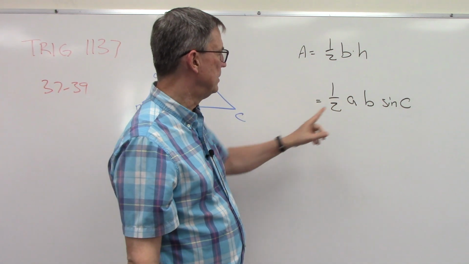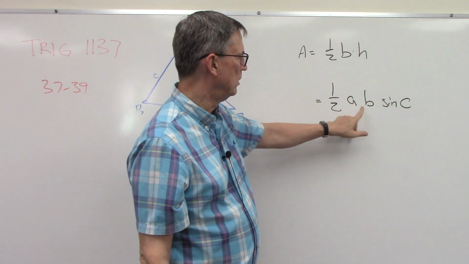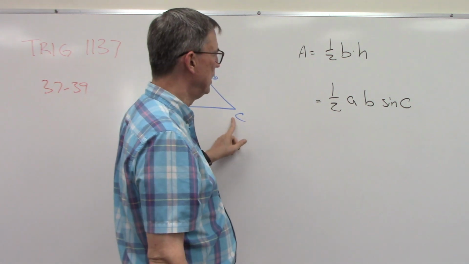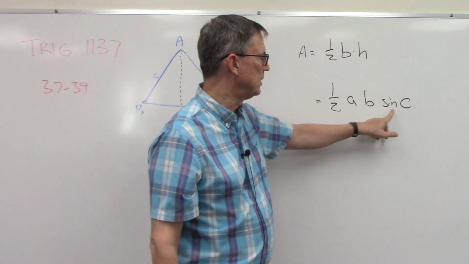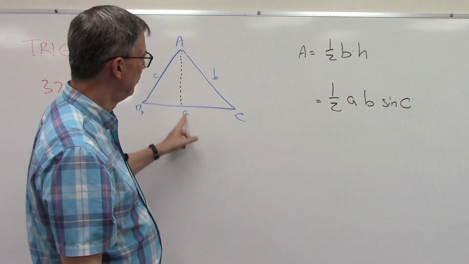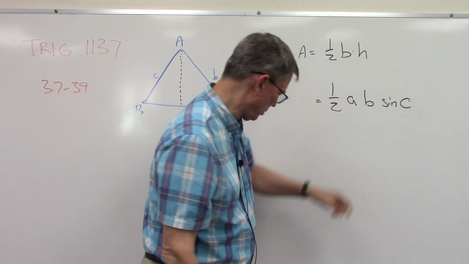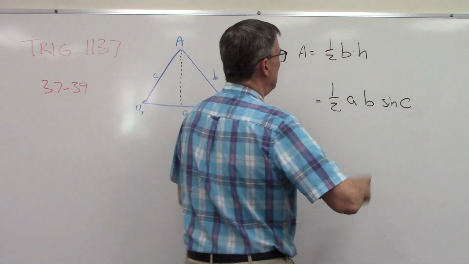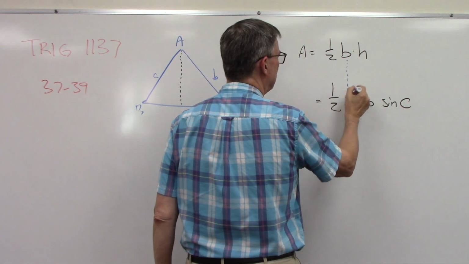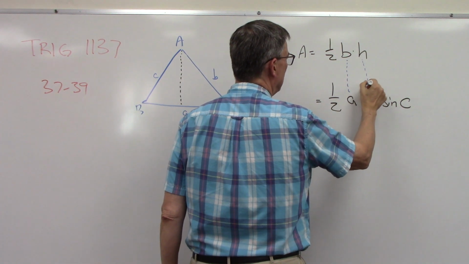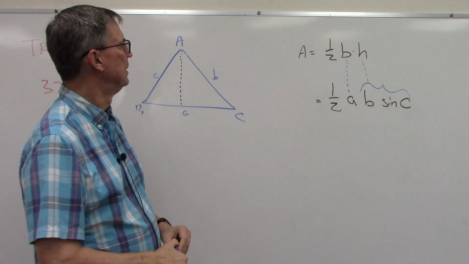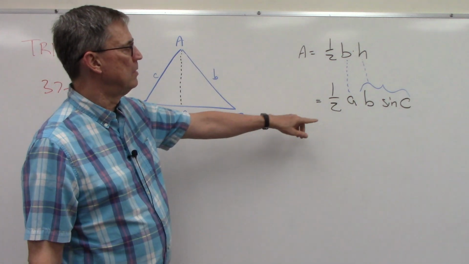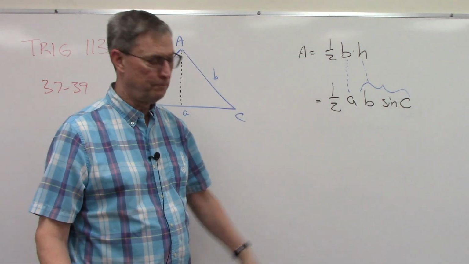A is the base, so that's not the base here. A is the base of the triangle, and then multiplying B times the sine of C, that whole thing gives us the H, okay? So if we want to match it up here, this matches up with this, and this is the same as the height, and then divide by 2, okay?